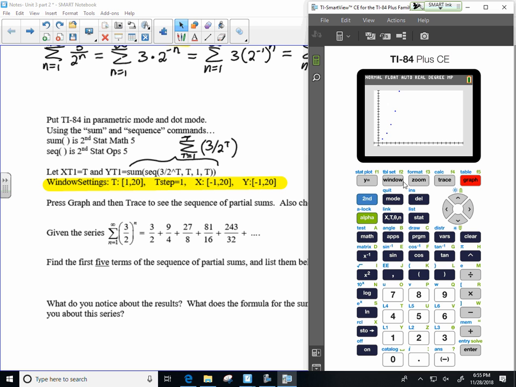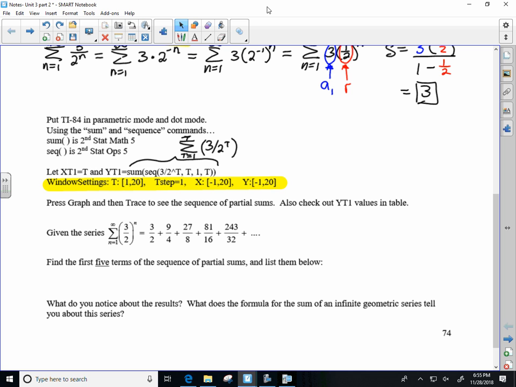I'll hit graph. That looks like it's getting out of control pretty quick. Those points don't look like they're settling in on a particular number. It looks like it's going to infinity. All right, so I would be confident in saying that we're diverging here. So we're going to assume that we're diverging. Let's get some partial sums. Graph is going to infinity.